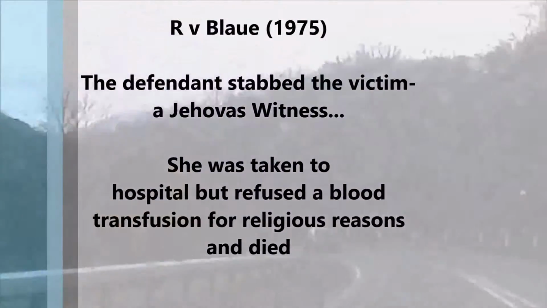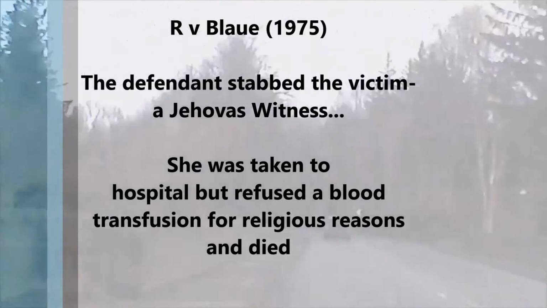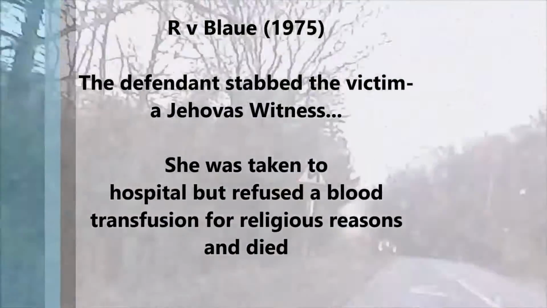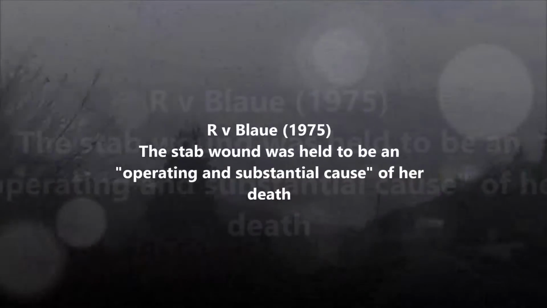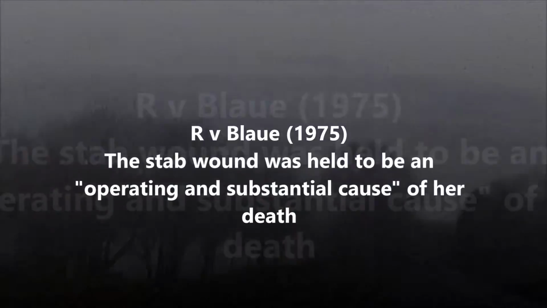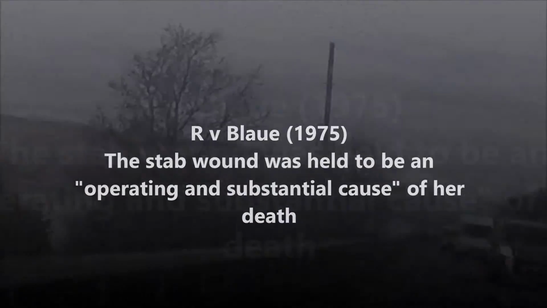In this case, defendant stabbed a victim, a Jehovah's Witness. She was taken to hospital but refused a blood transfusion for religious reasons. The defendant was held to be guilty of murder, even though it was her that had refused the blood transfusion. Okay, the stab wound was still held to be an operating substantial cause of her death. And you've got to bear in mind the thin skull rule: you've got to take the victim as you find them.